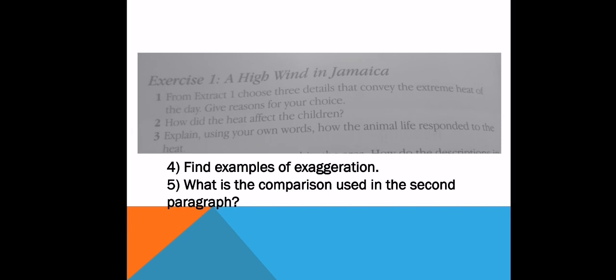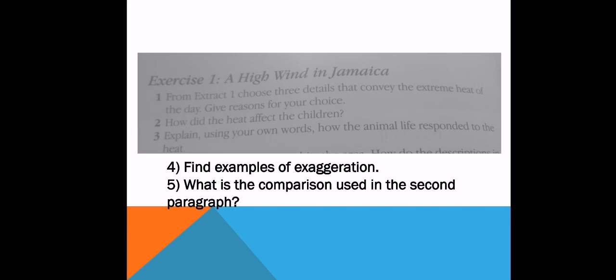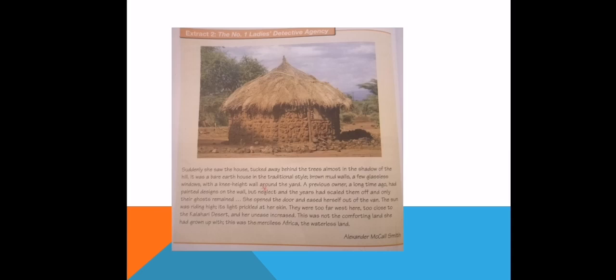I have 2 additional questions for you. Question 4, I want you to find examples of exaggeration. We just talked about those. And question 5, what is the comparison used in the second paragraph? So you're going to read the second paragraph carefully. And what is a sentence or a phrase where 2 things were compared to one another? Okay, I want you to find those, write them down in your copybooks, and send me a clear picture on the Seesaw app.